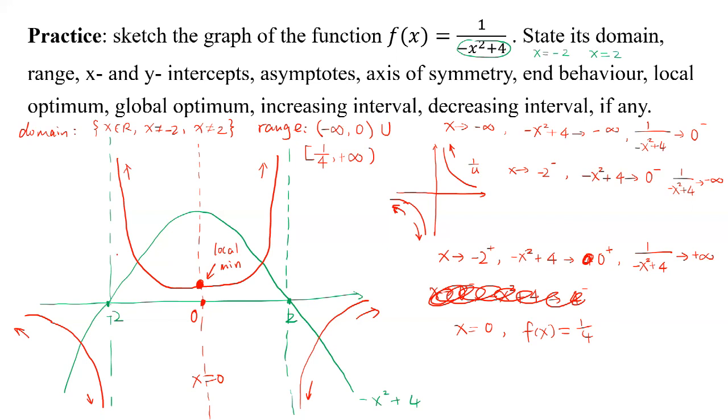Increasing intervals, there are two increasing intervals. One of them is 0 to 2. The other one is from 2 to positive infinity. Decreasing intervals, there are also two decreasing intervals. One of them is from negative infinity to -2. The other one is from -2 to 0.